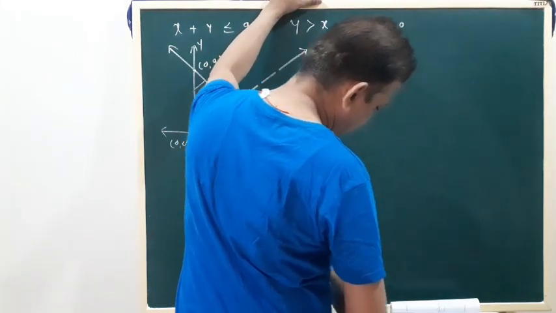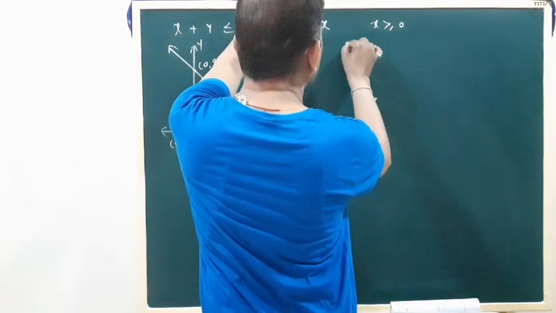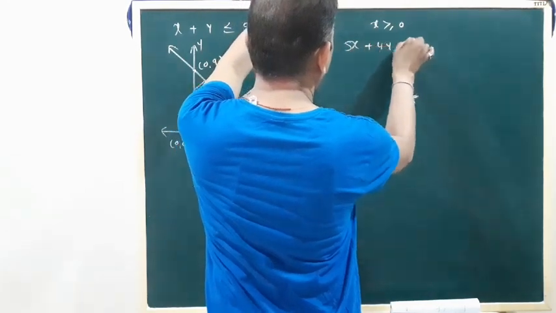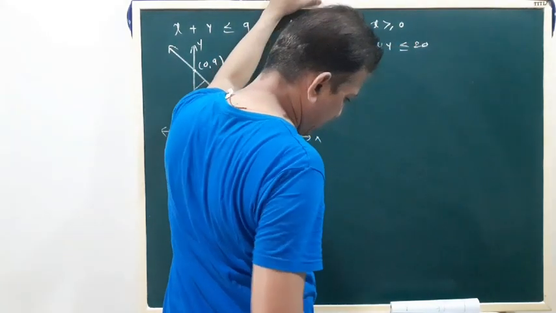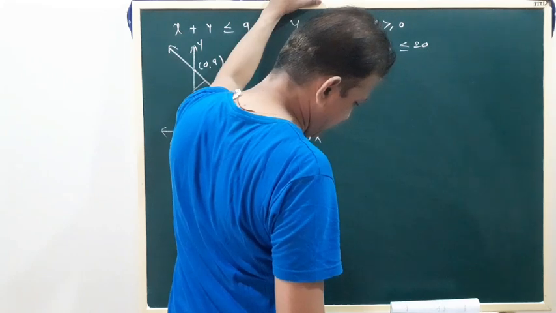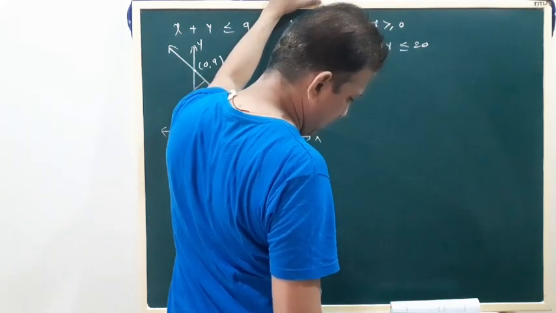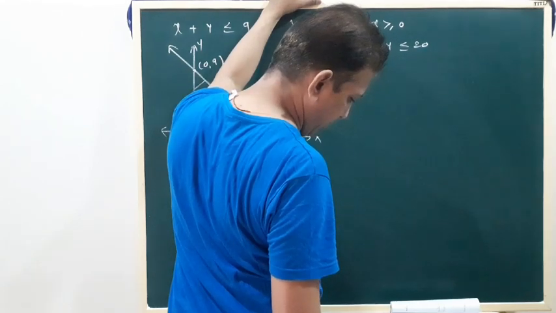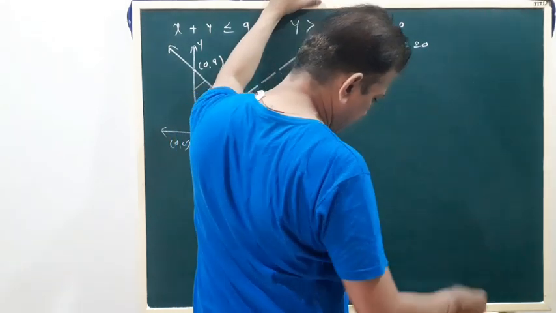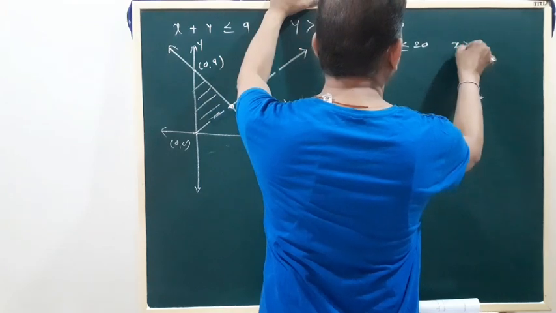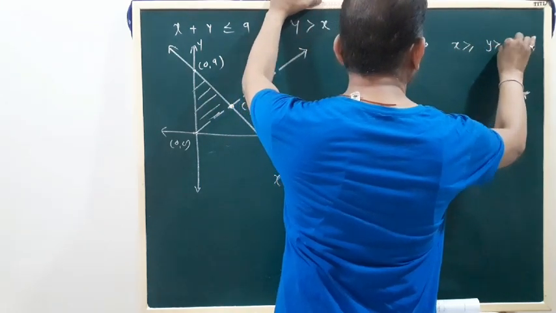5x plus 4y less than or equal to 20. 7 complete, 8 complete. Okay. x greater than or equal to 1, and y is greater than or equal to 2.